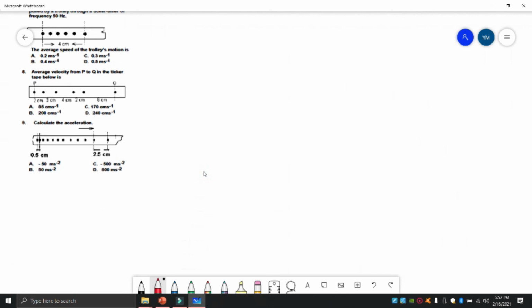For question number 9, you have to find the acceleration. Remember the formula for acceleration is V minus U divided by T. So you have to find V, U, and T first. Here you have to see the direction of motion. Motion is to the right, so this one comes out first, so this one should be U and this one should be V.